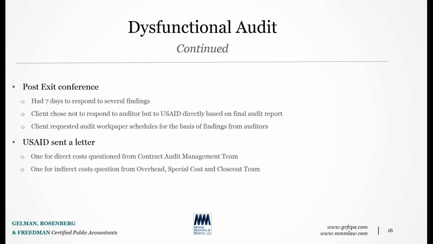And then USAID sends a letter. This is some of the process. And they're a little bit more different than other agencies. And they break down, well, for lack of a better term, an audit resolution group into a direct cost, which is a contract audit management team, and then an indirect cost, and it's the overhead special costs and closeout team. So, you know, it's a little bit different the way that they have grouped these things together.